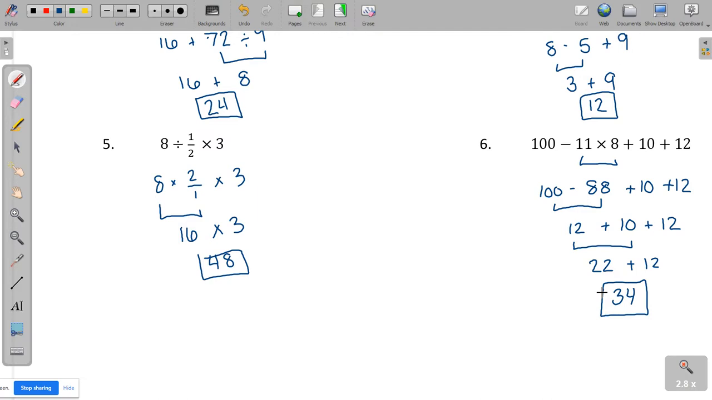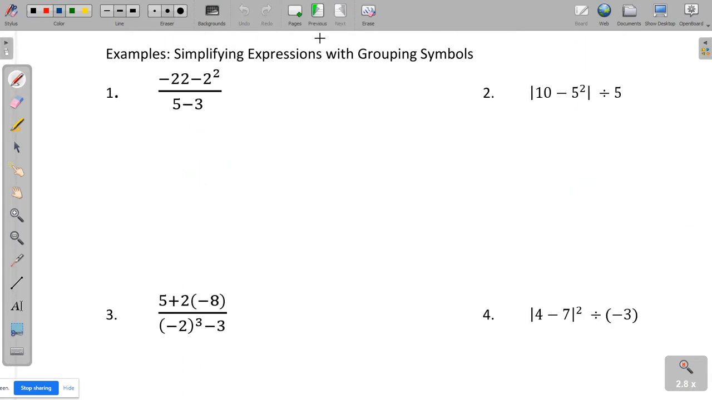So those examples had no parentheses or grouping. So let's look when we have some grouping or parentheses. So we have a fraction here. Think of the top as a parenthesis and the bottom as a parenthesis. We're going to simplify the top, then simplify the bottom. Then we're going to take care of the fraction for the division.